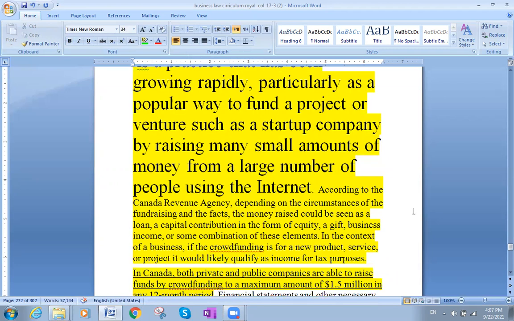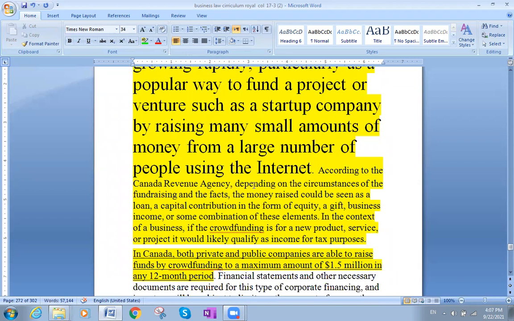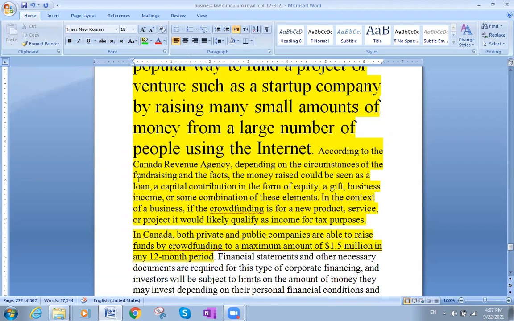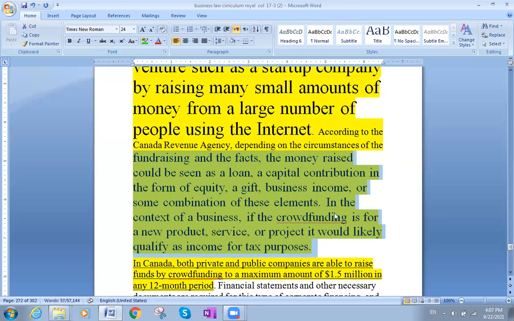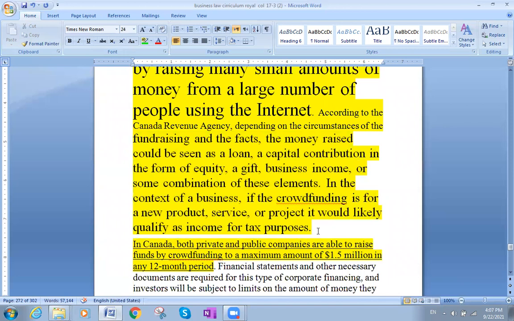According to the Canada Revenue Agency, depending on the circumstances of fundraising and the facts, the money raised could be seen as a loan, a capital contribution in the form of equity, a gift, business income, or some combination of these elements in the context of business. If the crowdfunding is for a new product, service, or project, it would likely qualify as income for tax purposes. So it will also be within the consideration of taxes.